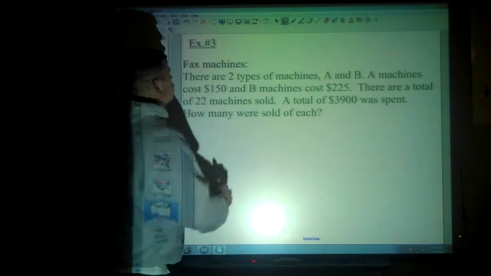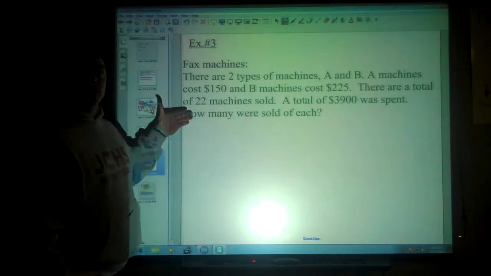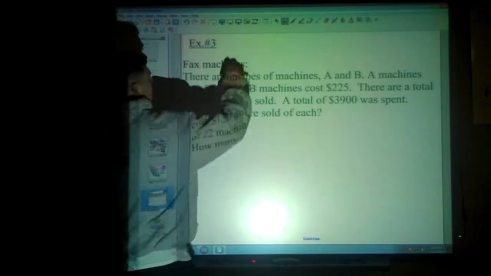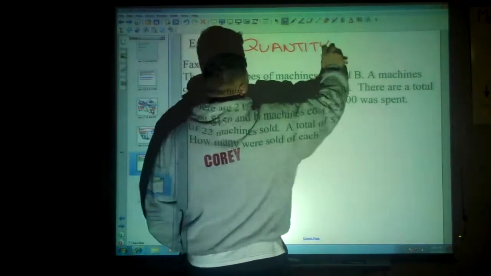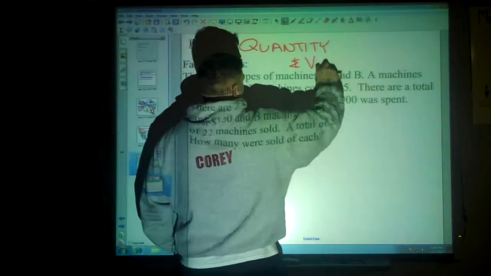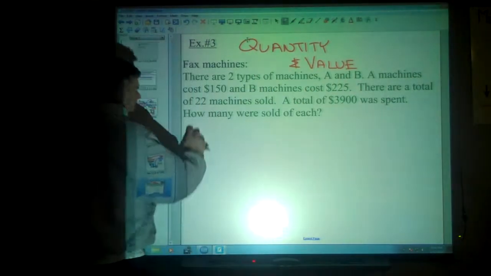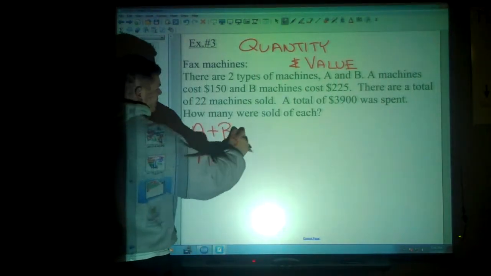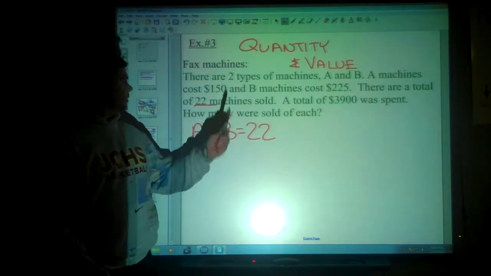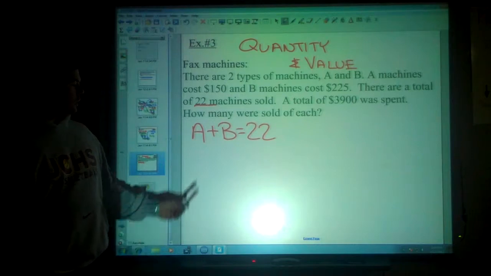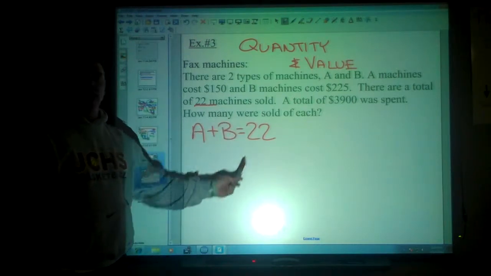Well, in most of these situations, you need some equations. You notice there are no equations here. Well, we're going to solve a system just like the other problem. We need one equation that involves quantity, and we need another equation that will involve value. So one equation might be all the A machines plus all the B machines has to equal 22 total machines. I know that because it says right there 22 machines were sold. So all the A's plus all the B's makes 22. So this is quantity. This is how many we had.